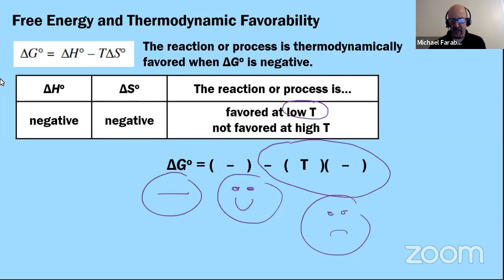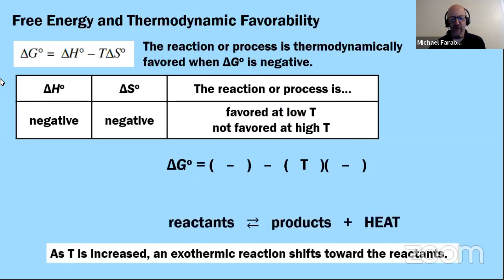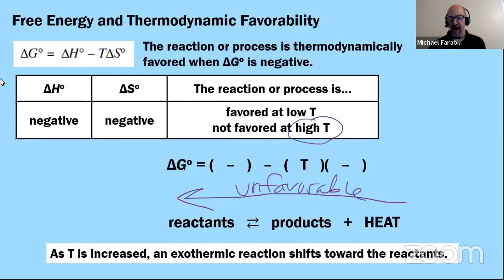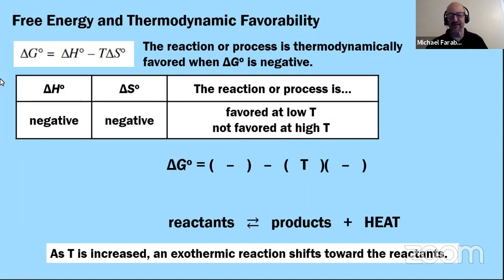And going back to the Le Chatelier's principle situation, if you raise the temperature too high, then what that can do by shifting the equilibrium toward the reactants, it can potentially make your reaction unfavorable at relatively high temperatures. All right, well, hopefully that helps you understand a little bit more about the temperature dependence of delta G.